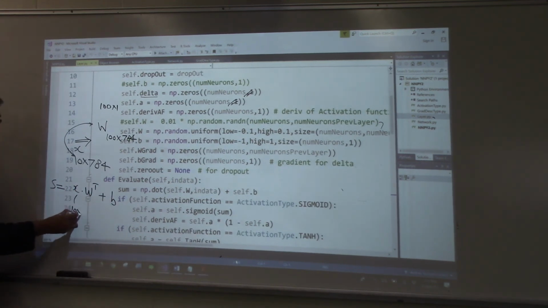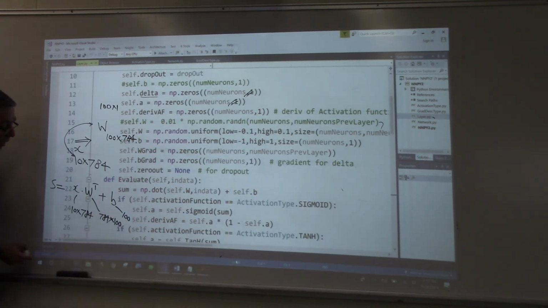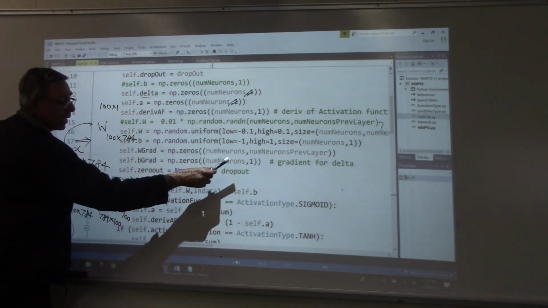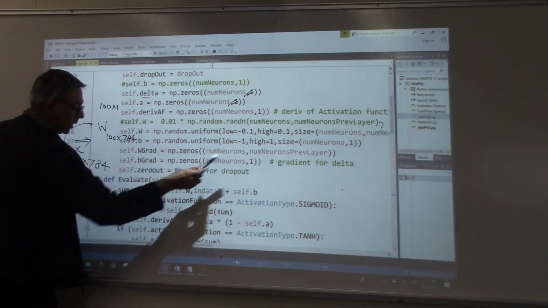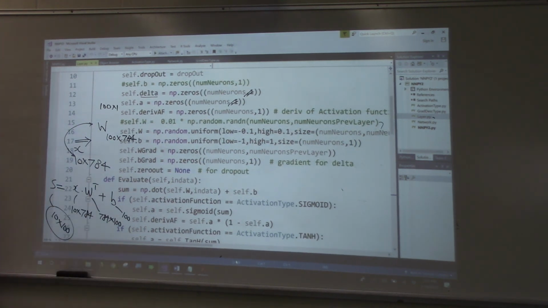So X is 10 by 784. This will be 784 times 100. Yeah, that will be better. And this is 100. Okay, so as we multiply these two, as you can see, this will automatically produce a 10 by 100 answer. Okay, so same way we can proceed onwards. So basically, like I said, the major change was slightly in the matrices so that we match the dimensions properly.